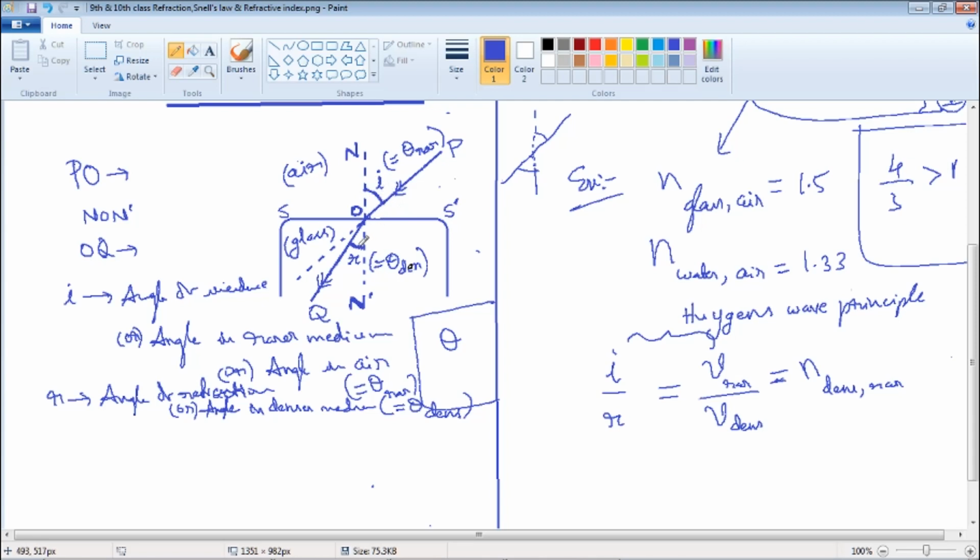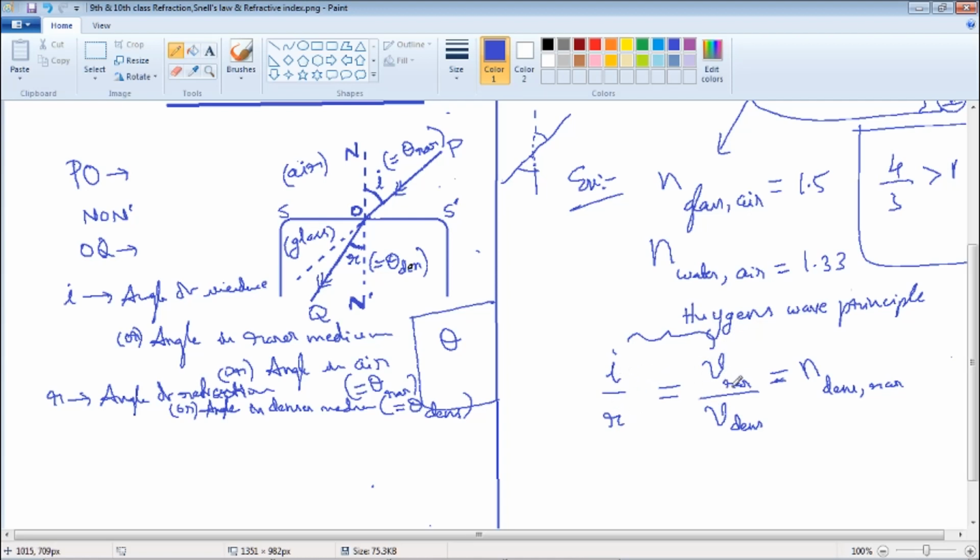I is 45 degrees means R, we already know, should be slightly less than I. So I is 45 degrees means R will be some 35 degrees, 36 degrees, 37 degrees like that. But still the values are considerably high. But when I and R, the angles in the rarer and denser medium, are small, that means less than 10 degrees or even much less than 10 degrees, then only Huygens found out that this ratio will be almost exactly equal to I divided by R.